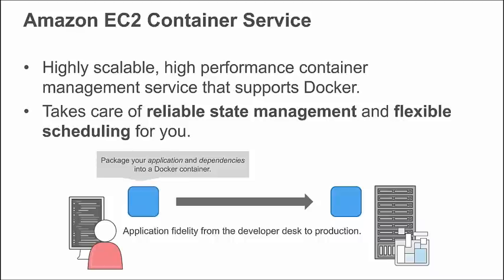Docker containers allow you to package your application and dependencies into a container that can easily be ported from one machine to another, preserving that fidelity of the application. This means what's running on the developer's desk is the same as what's running in production. Amazon EC2 Container Service solves the problem of scaling and running your container deployments in production.